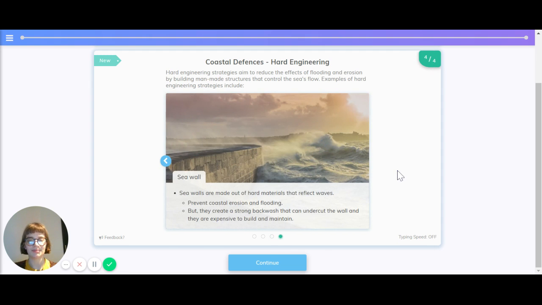Seawall. Seawalls are made out of hard materials that reflect waves. They prevent coastal erosion and flooding, but they create a strong backwash that can undercut the wall, and they are expensive to build and maintain.